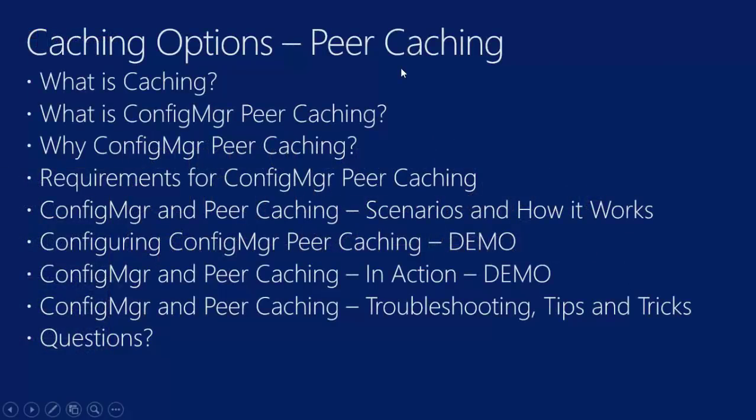So jumping into the session, a bit of an agenda. What is caching in general, and then what is Config Manager peer caching, and why do we care? What are the requirements for it? A couple of scenarios and how it works, configuring it, a demo for you on that, and then watching this work in action. We'll wrap up with a bit of troubleshooting tips and tricks, and we will be done with part one.